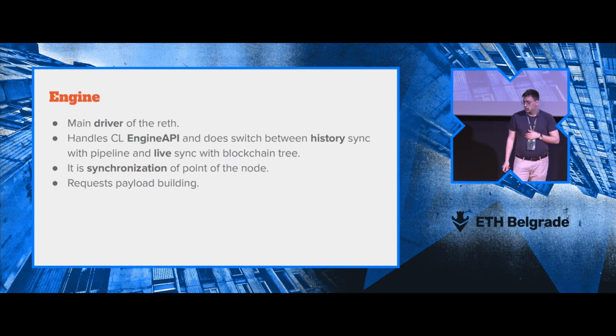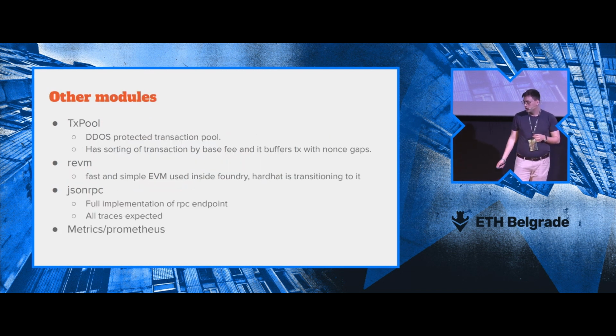Engine is the thing that drives Reth. The engine is the starting point of Reth. It handles the engine API, that is, the consensus layer blocks that we receive and the fork choice updates. It switches between the historical sync that is in the pipeline and the live sync that is in the tree. It's the basic synchronization point of the node, and if needed, it requests payload building, basically creating a new block.